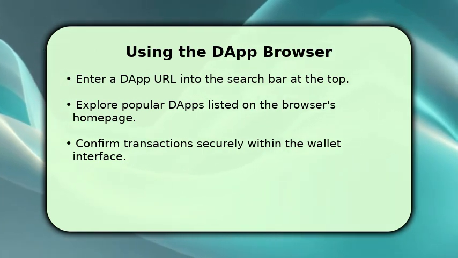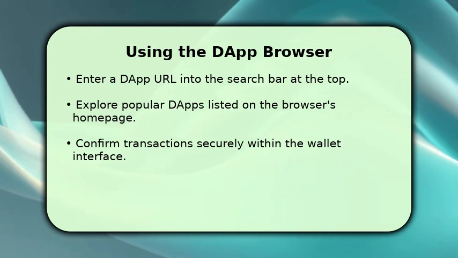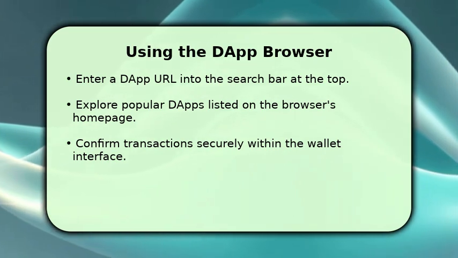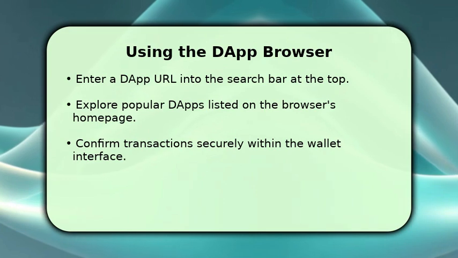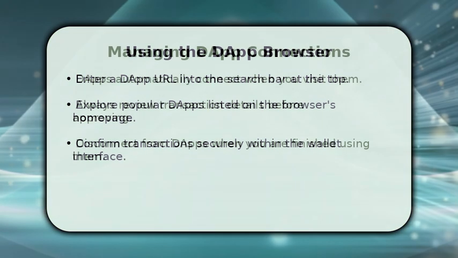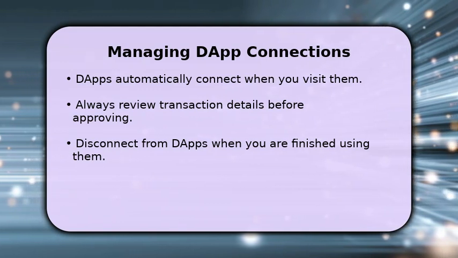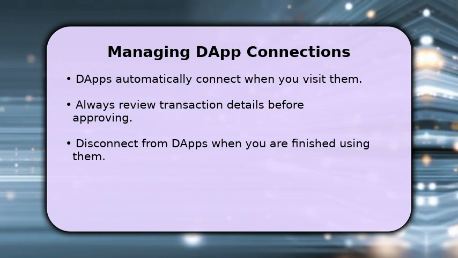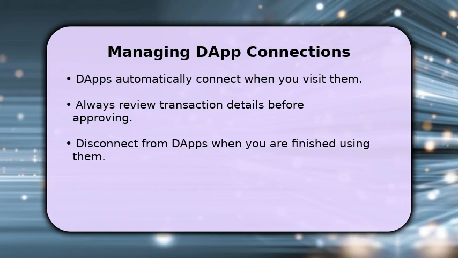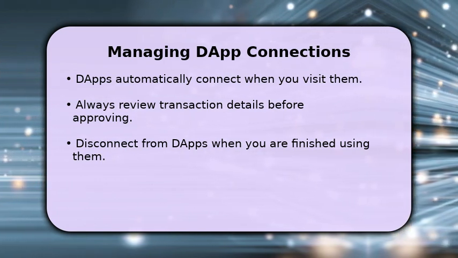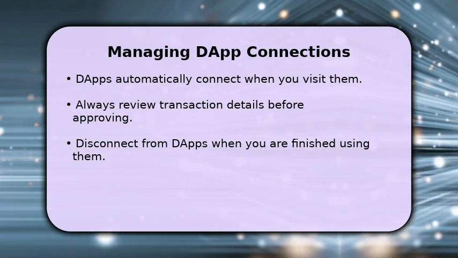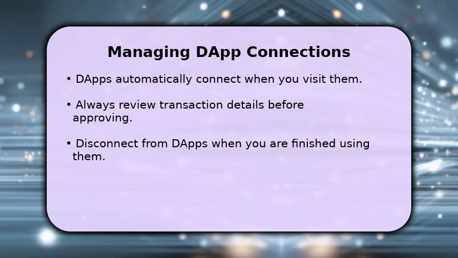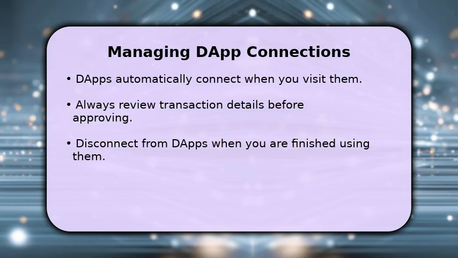When interacting with a DApp, such as making a swap or purchasing an NFT, your Trust Wallet will prompt you to confirm transactions securely. Always review the details carefully before approving. DApps will automatically connect to your wallet when you visit them, allowing for seamless interaction. It is crucial to always review all transaction details, including the amount and permissions, before giving your approval. For security, it is a good practice to disconnect from DApps once you have finished your session, especially if you are using a public network.